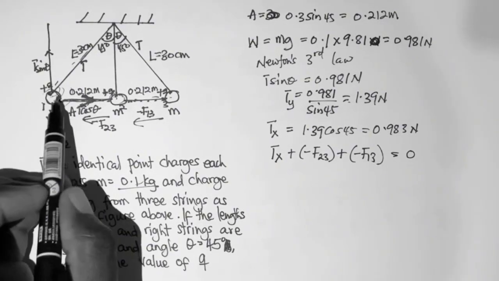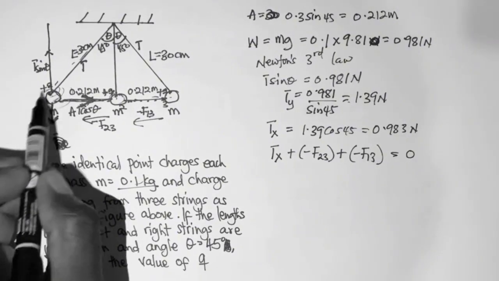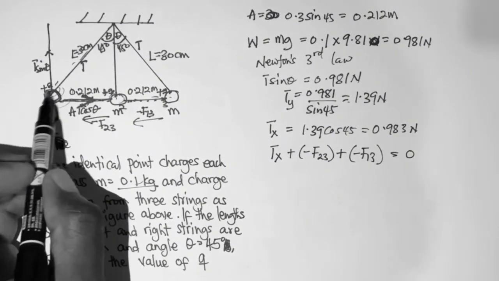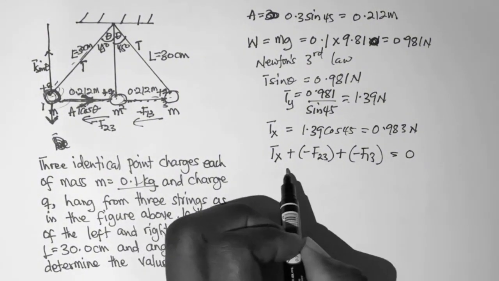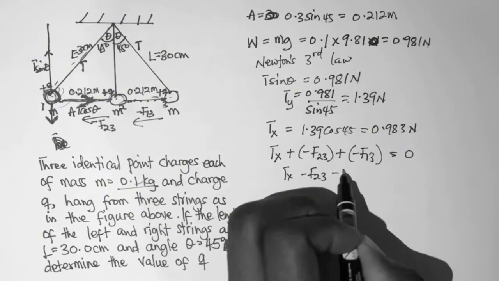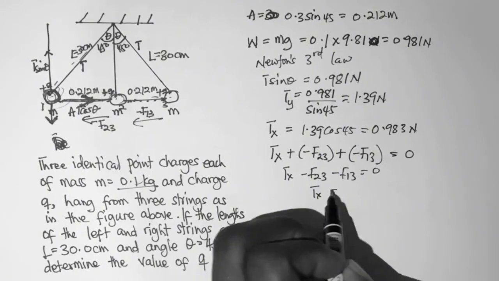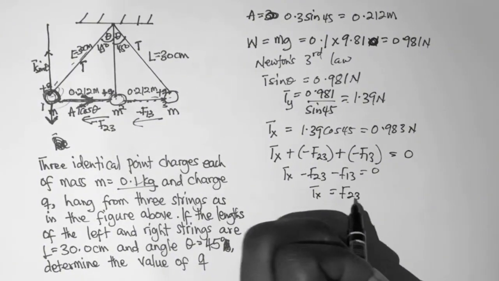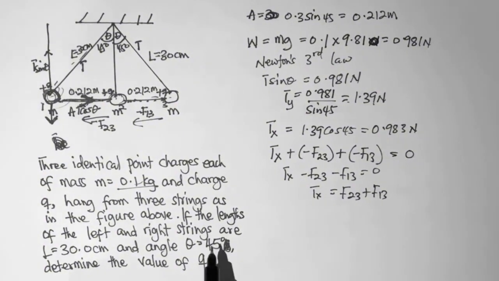This is because they are collinear forces. They are acting at this point. So if you sum all the horizontal forces acting on this point charge, that will give us 0, and that is this expression. It implies that Tx minus F23 minus F13 is equal to 0. So Tx is equal to F23 plus F13. Let's find F23.